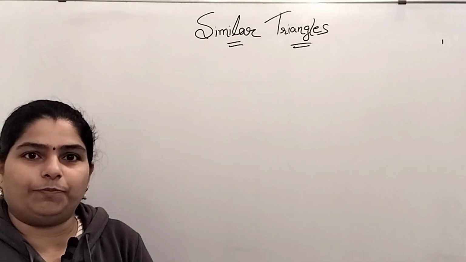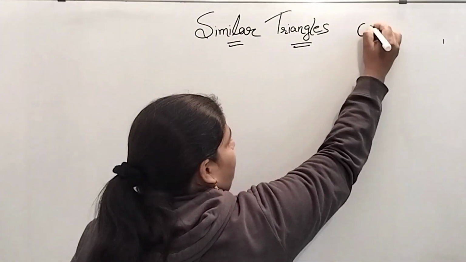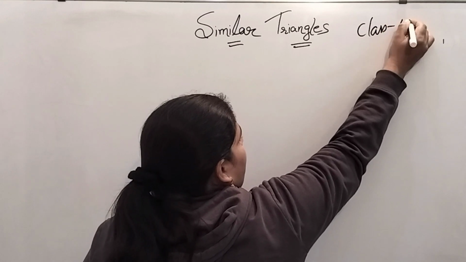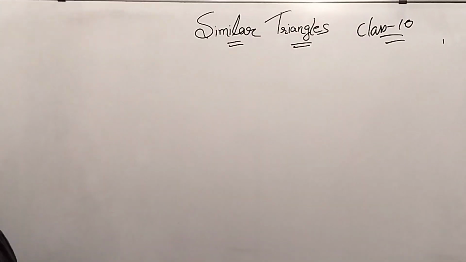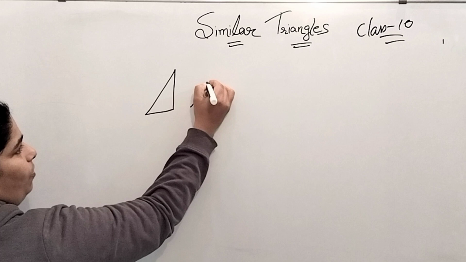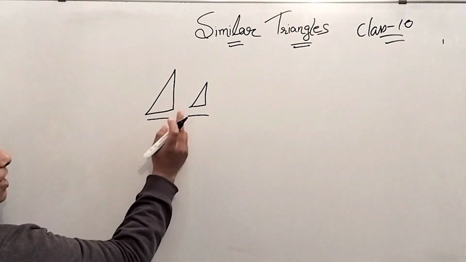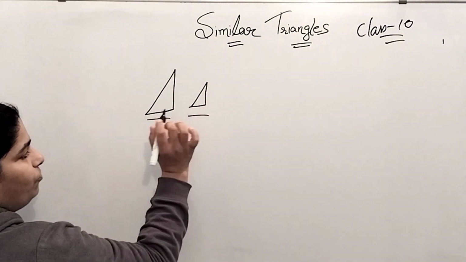From today onwards, we will be starting the similar triangles chapter for class 10th. Okay, so first we will see what are similar triangles or what are similar figures. Any figure which has the same shape is called similar. See here, two triangles which are of similar shape, they are called similar, and it is a triangle.